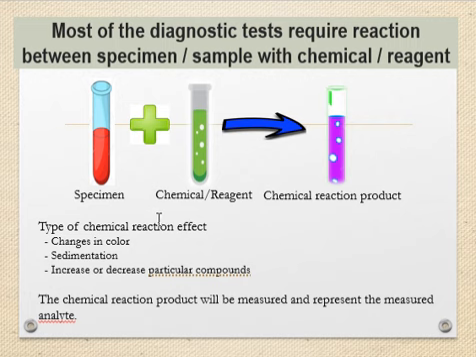When the chemical or reagent reacts with the analyte, a chemical reaction effect happens, such as changes in color, sedimentation formation, or increase or decrease of particular compounds, and many more. This will lead to a chemical reaction product. The chemical reaction product represents the analyte of interest. The chemical reaction product needs to be measured if we want to know the concentration of the analyte of interest.